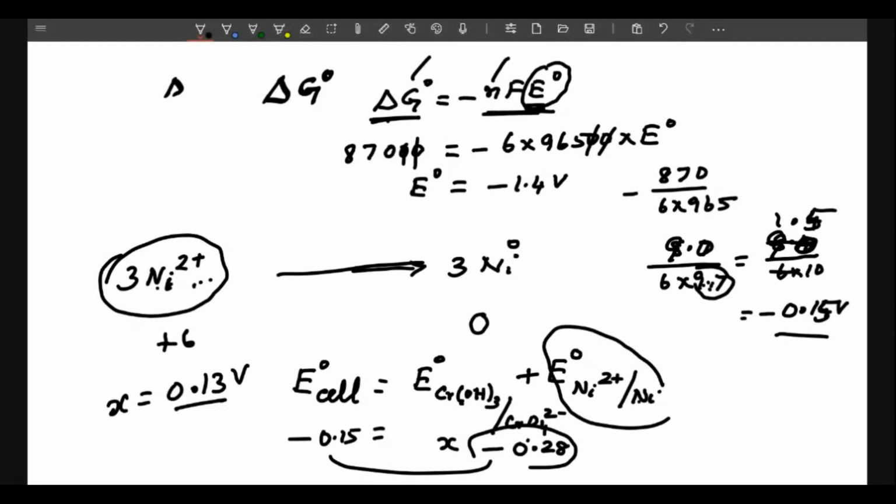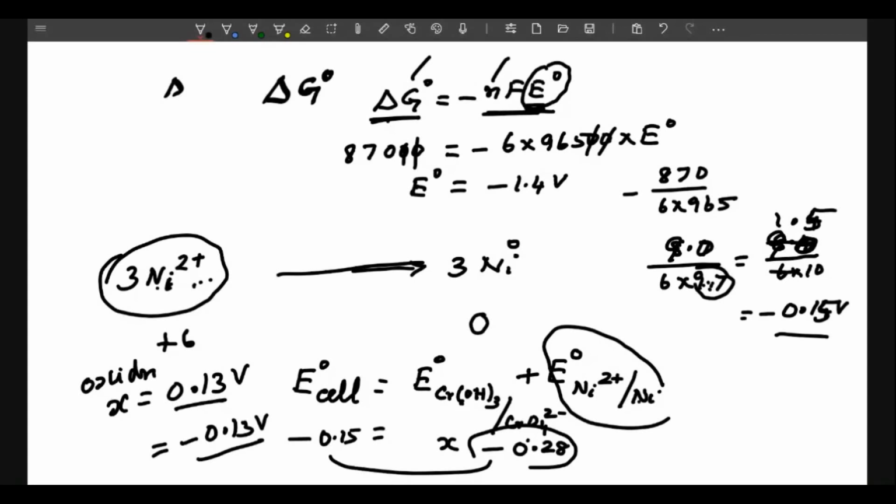But what is asked? What is the standard reduction potential of the half reaction? Therefore, for standard reduction, this is the oxidation potential. What is the standard reduction potential? Minus 0.13 volt. Therefore, which is the correct option? D is the correct option.